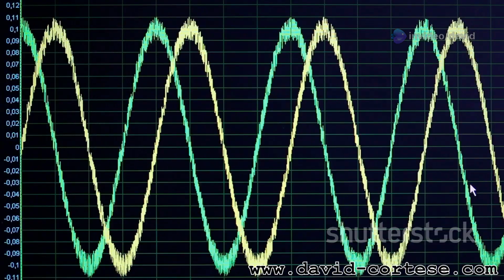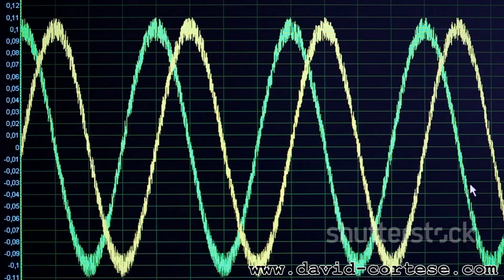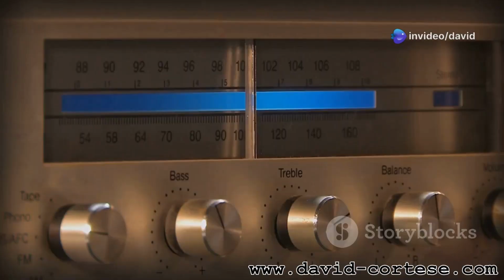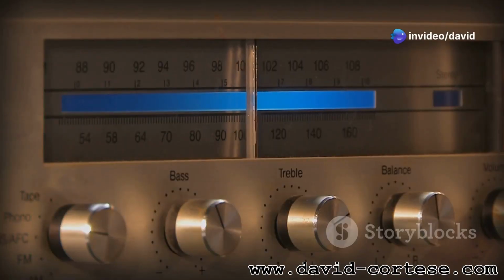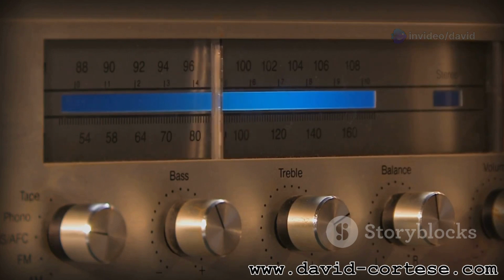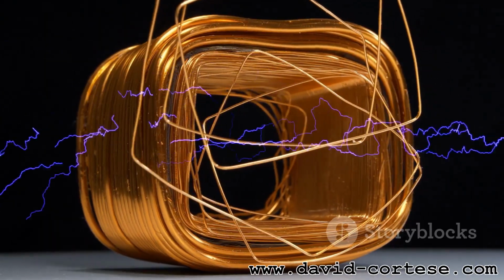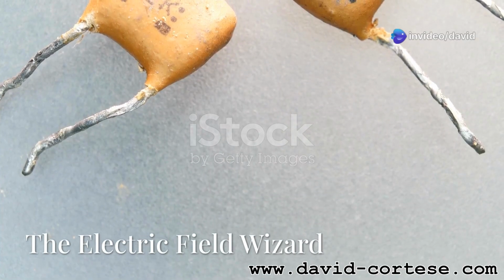This property of inductors, known as inductance, plays a crucial role in filtering out unwanted frequencies and shaping the overall response of the RLC circuit. By carefully selecting the inductance value, we can tailor the circuit to specific applications like tuning into radio stations. So remember the inductor, the magnetic field magician that adds a touch of stability and frequency control to our RLC circuit.